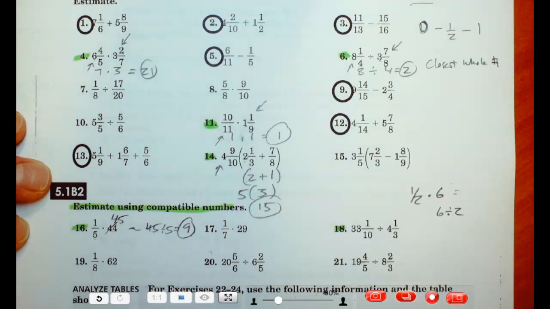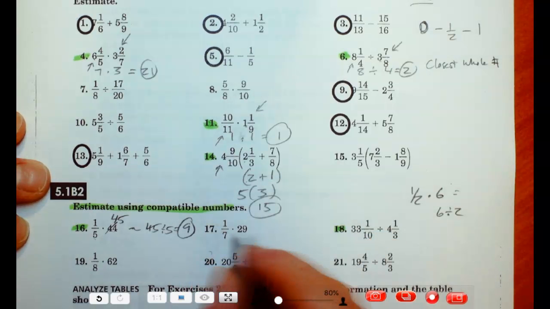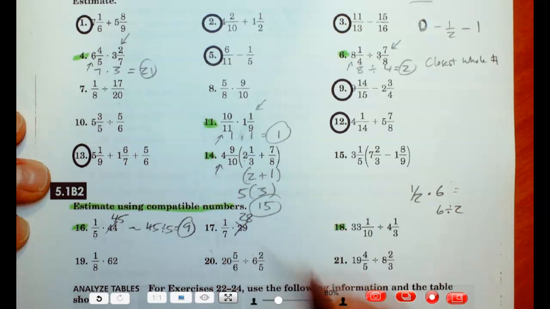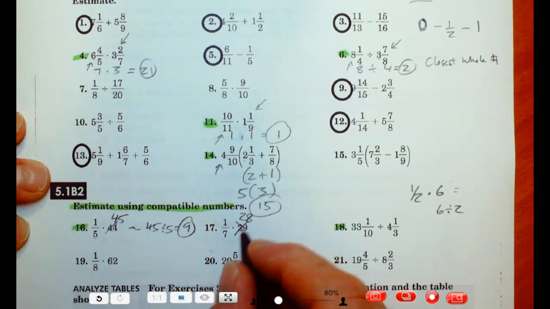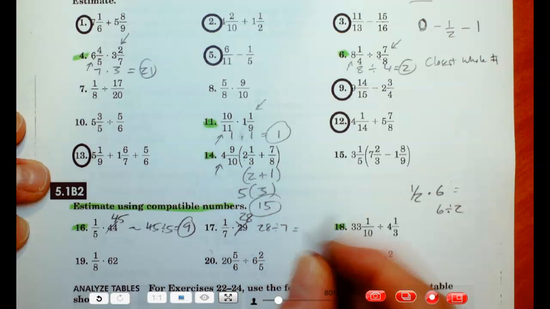There's my estimate. Okay, over here, I'll do another one here. 1/7 of 29. Well, 7 and 29 don't go together, but 7 and 28 do. So 1/7 of 28, well, that's like 28 divided by 7. That would be 4.